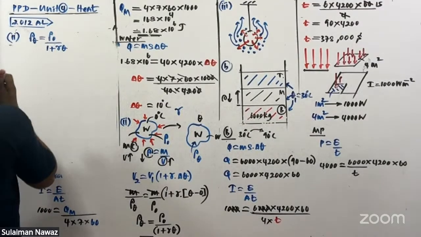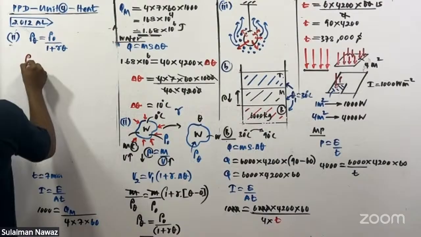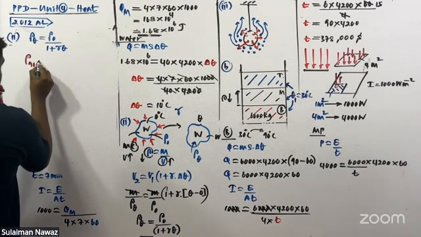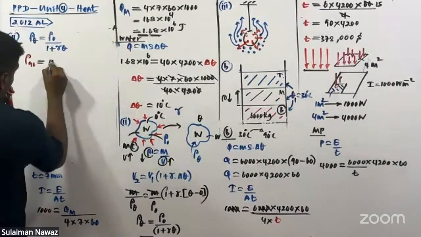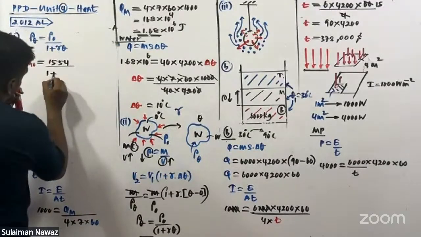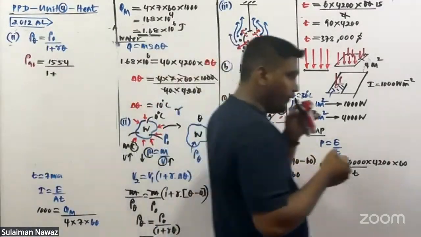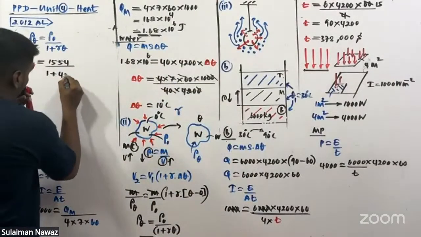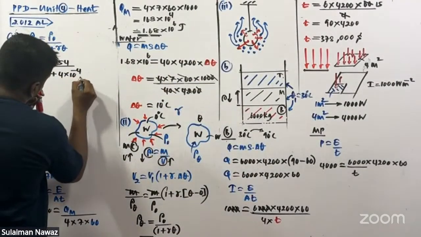Rho 90, that is, rho at 90 degrees Celsius, equals the density of the salt water at 0 degrees Celsius, which they have given as 1554, over 1 plus volume expansivity. How much is the volume expansivity? 4 into 10 to the power minus 4, into the change in temperature.